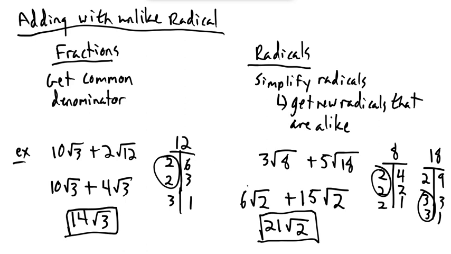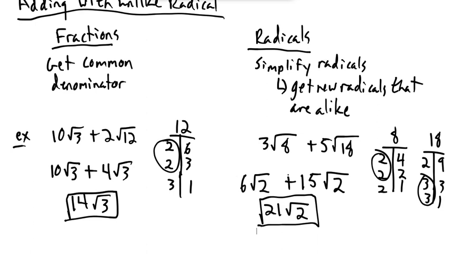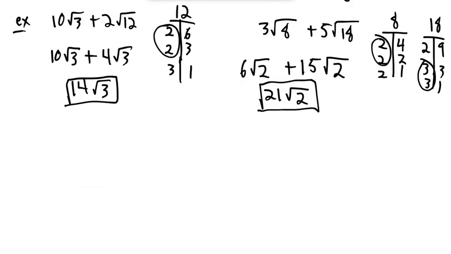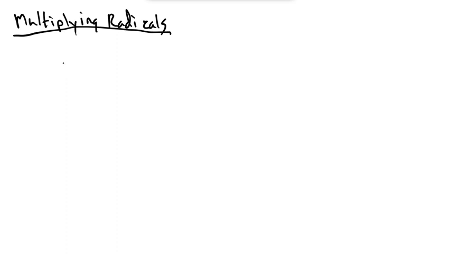So that's how we add. Got to make sure you have like denominators or like radicals. Then we're going to add or subtract the coefficients and leave the denominator or the radical alone. What about with multiplying? Let's again look at fractions. What did we do to multiply fractions? Well, we multiplied the numerators and we multiplied the denominators.